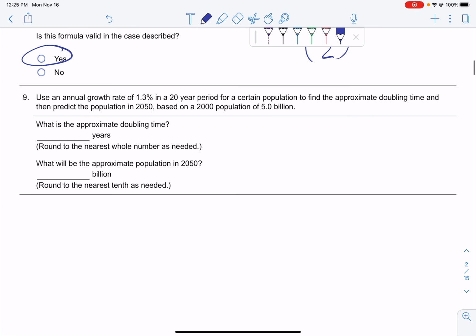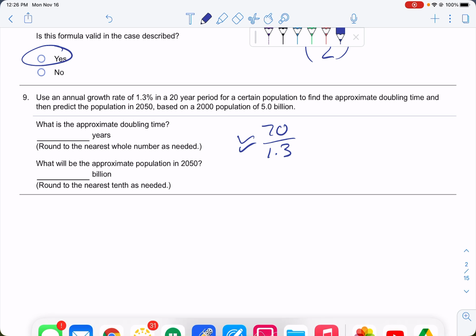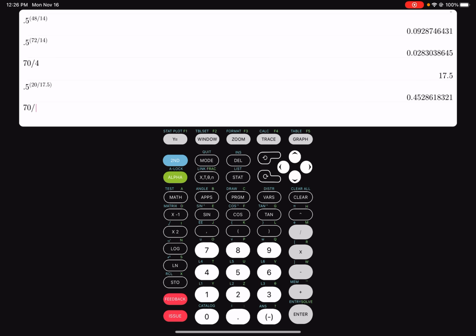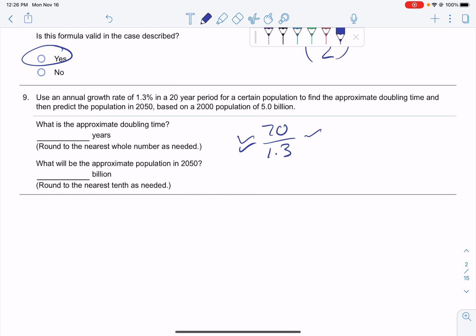All right, number 9, using an annual growth rate of 1.3% in a 20-year period for a certain population, find the approximate doubling time, and then predict the population. So again, we're approximating the doubling time. So I'm going to take 70 and divide that by my percent, 1.3%. So 70 divided by 1.3 is 53.846. Round to the nearest whole number, so we're going to say 54 years. That's our approximate doubling time.